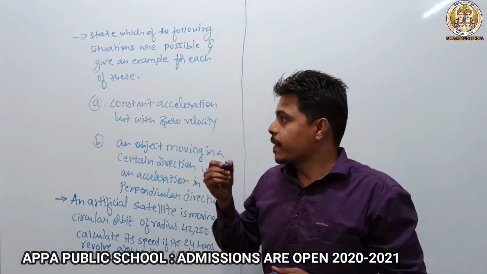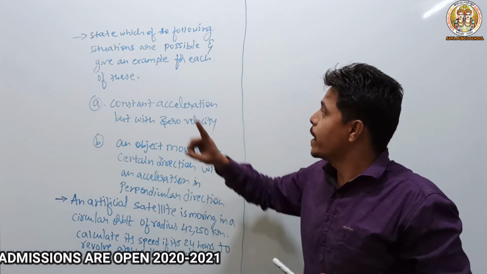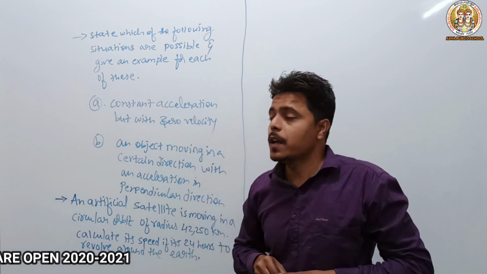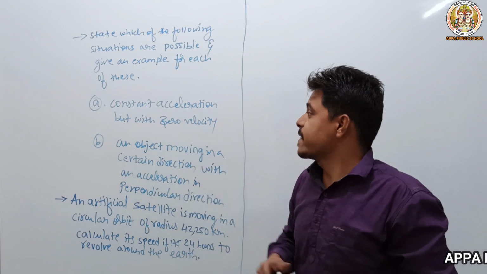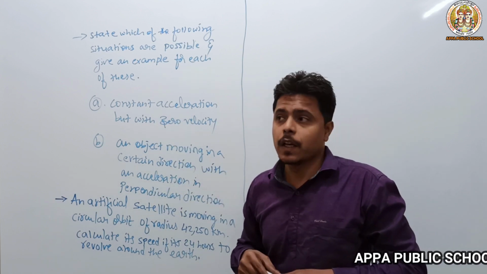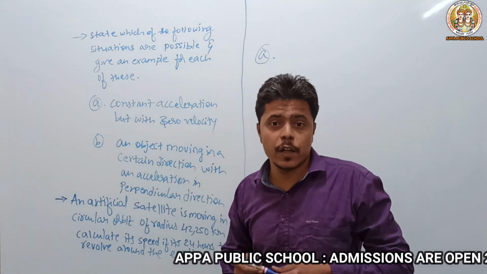So here is another question from the exercise. State which of the following situations are possible and give an example for each of these. So which is possible, and we have to give one example for this. Constant acceleration but with zero velocity.